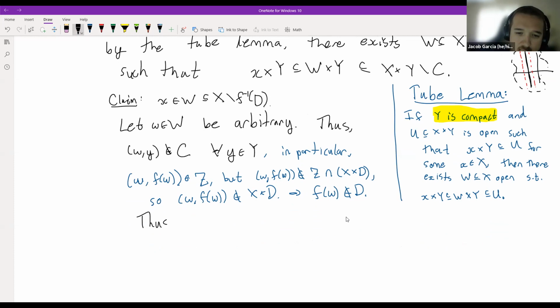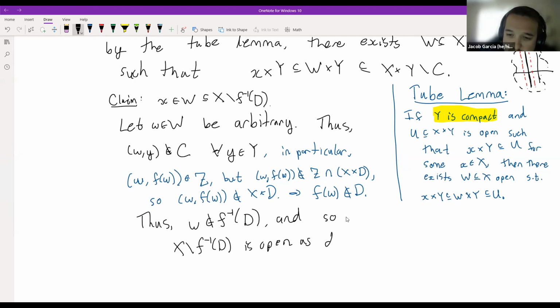Thus, not x, w is not an element of f inverse of D. And so X cross f inverse of D is open, as desired. And that completes it.